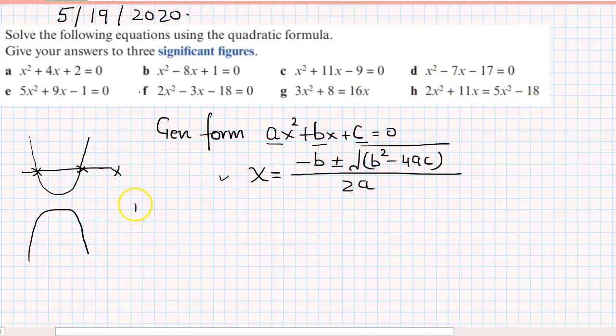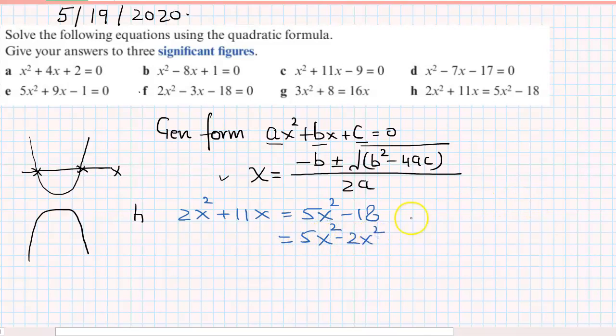I'm taking part H, and the question is 2x square plus 11x is equal to 5x square minus 18. First, I have to arrange this in the order of ax square. So this is 5x square. I can take this one here. This is 5x square minus 2x square. Then 11x I can also take here, minus 11x and minus 18.